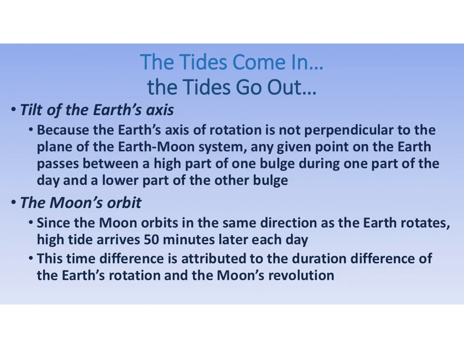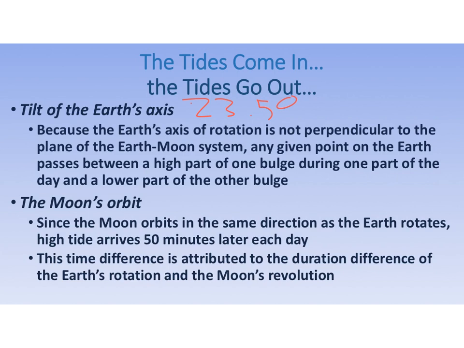Tilt of the Earth again, can't say it enough, 23.5 degrees. And this is going to affect where the bulge of water is going to be. The moon's orbit, because it takes an extra 50 minutes to complete its orbit each day, that's where the shifting of tides comes from, because wherever the moon is, that's where we're going to get that high tide, low tide. So this really sets up for the diurnal system.